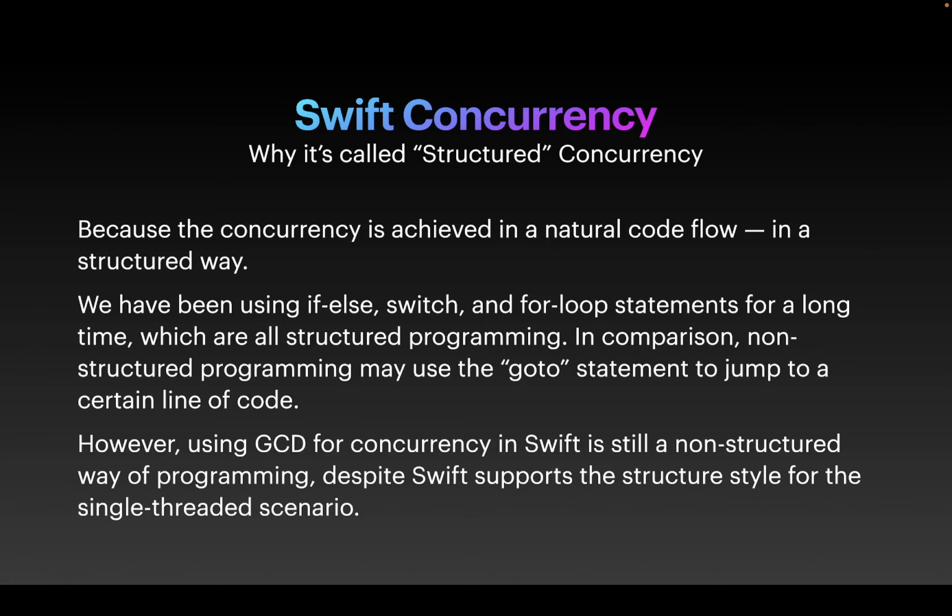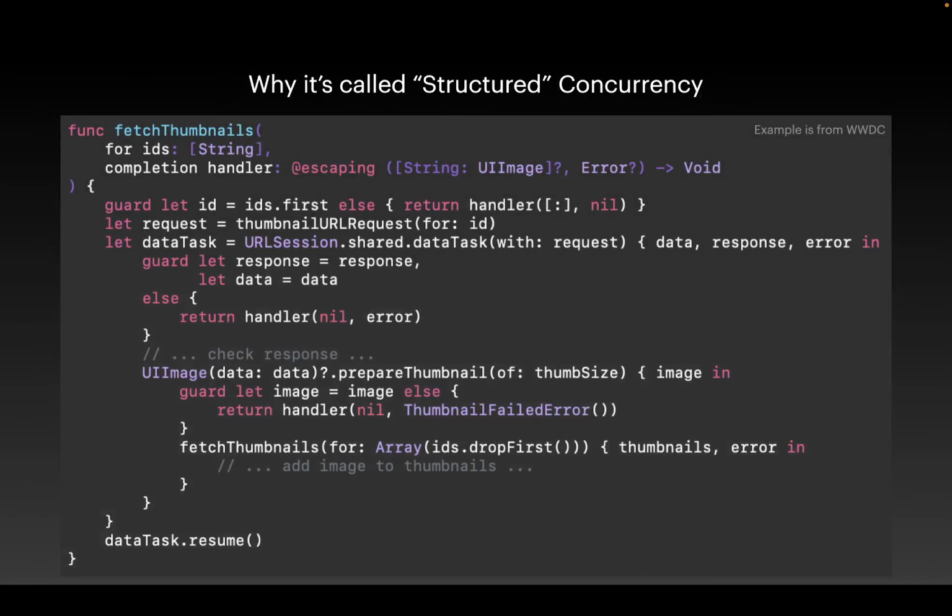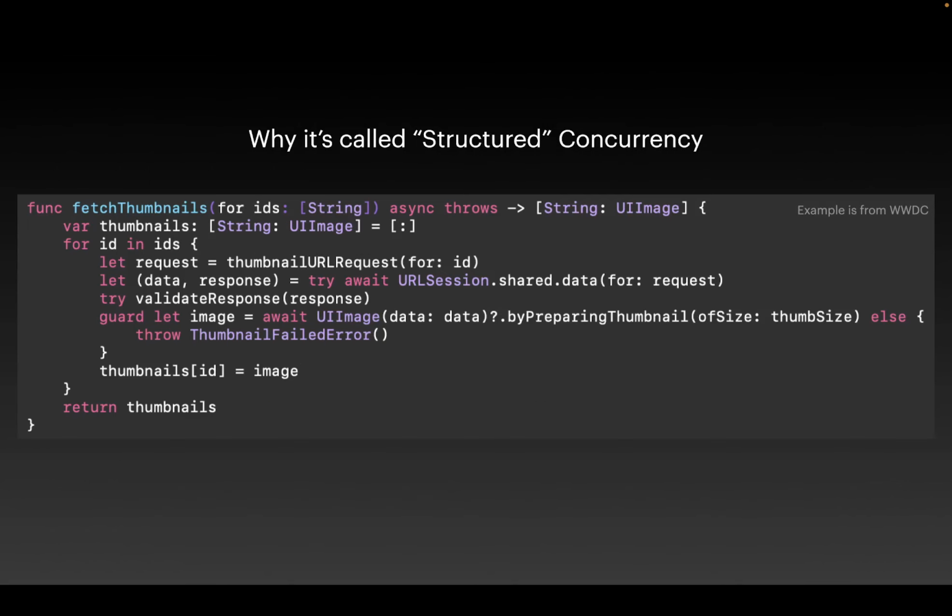Okay, so as I mentioned, however, using Grand Central Dispatch for concurrency is still a non-structured way of programming, despite the entire language actually supporting a structured style for a single thread scenario. Now, here is some code from a previous WWDC. This is an example of using Grand Central Dispatch, and it's really ugly actually, with lots of things nested within each other. And you can have a simplified version of that.